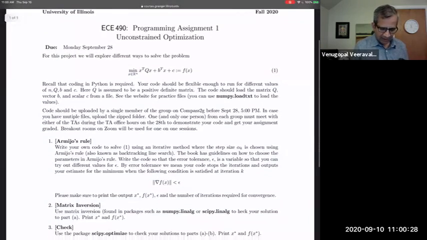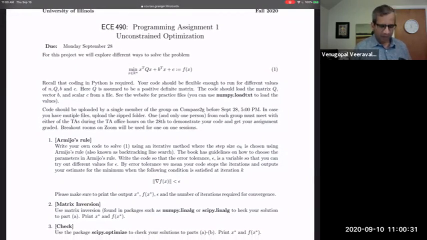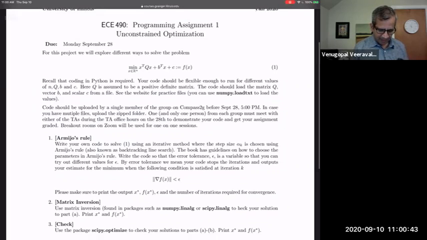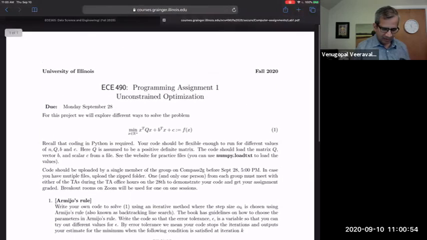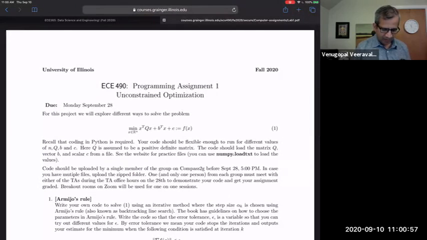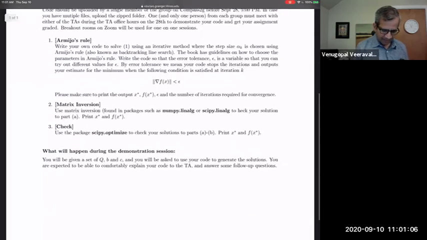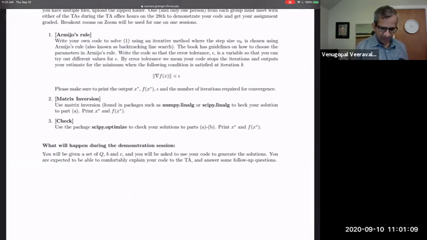This should be a pretty straightforward computer assignment. You just need to code Armijo's rule for a quadratic function in Python, and basically check that you are getting to the right answer, because you can actually solve explicitly what the solution to this quadratic is for the minimum. It's just Q inverse X. So you should be able to use matrix inversion to find the solution and then verify your answer.